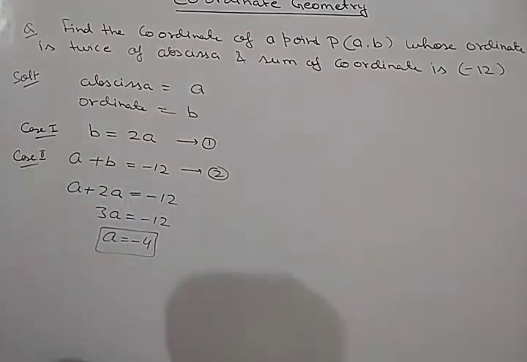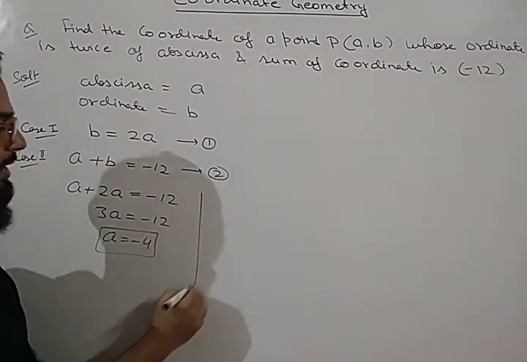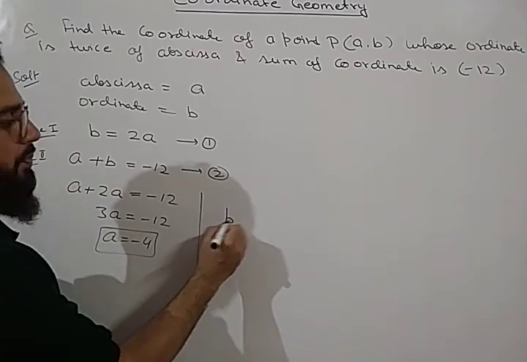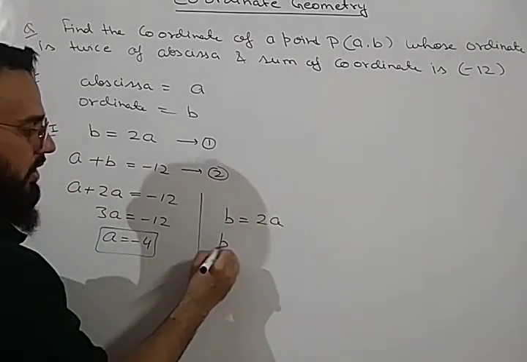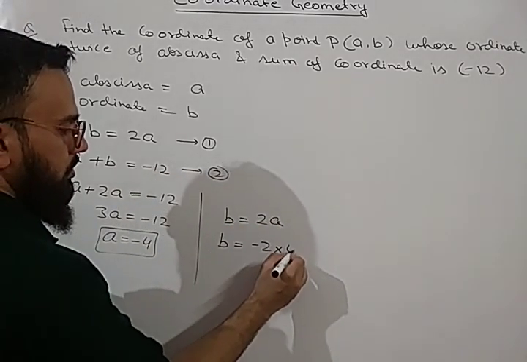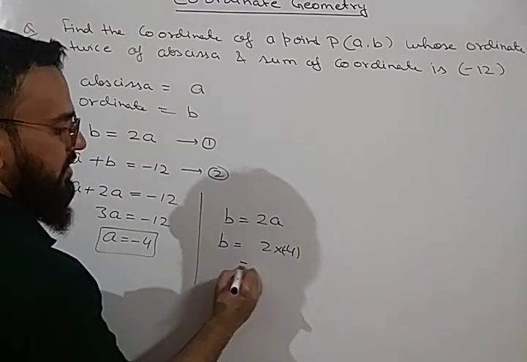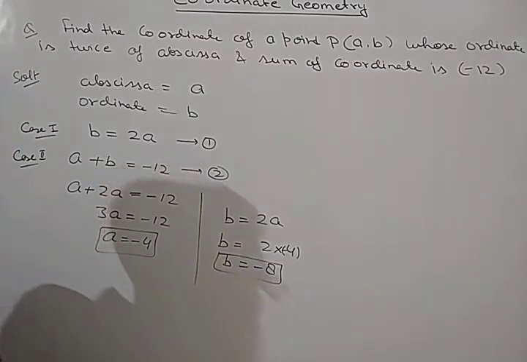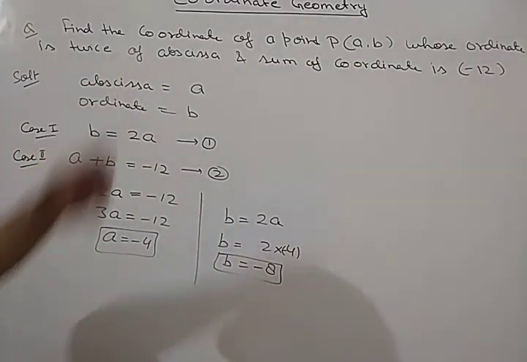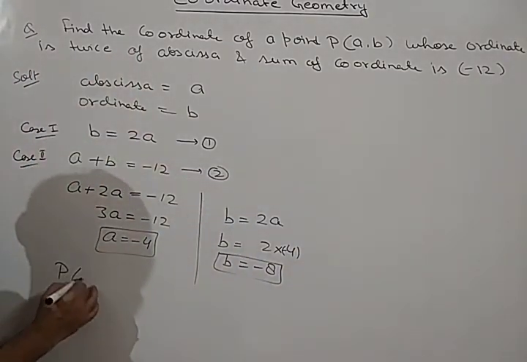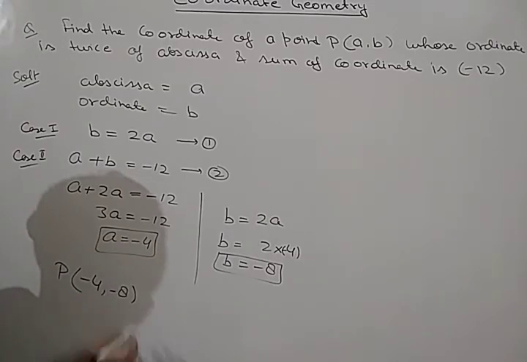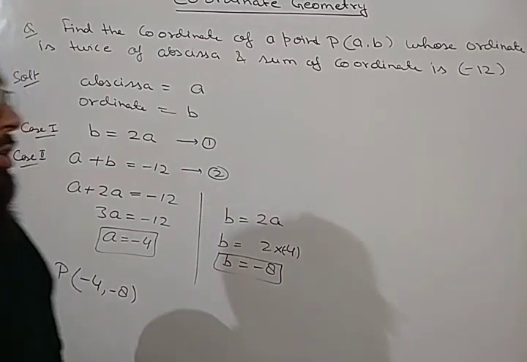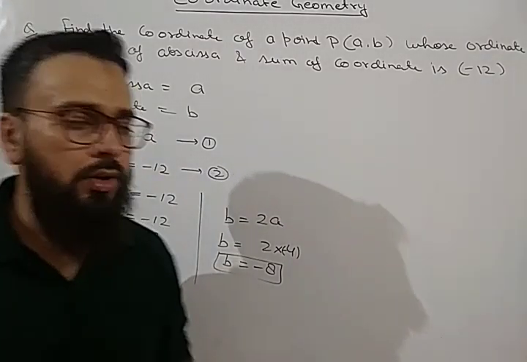So we get the value of A. Now if we put the value of A in equation 1, then B is equal to 2A. So it will be B is equal to 2 into -4, which will be equal to -8. So the B coordinate is -8. So what are the coordinates of P? So P is equal to (-4, -8). Okay. So in this way we can solve the question of word problem also. Note it down.